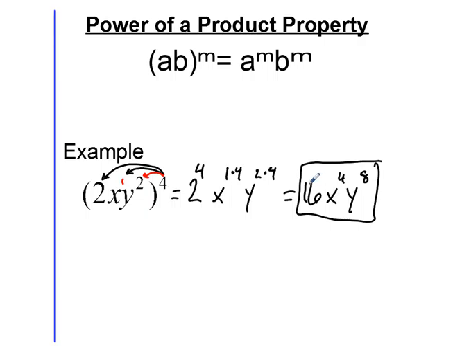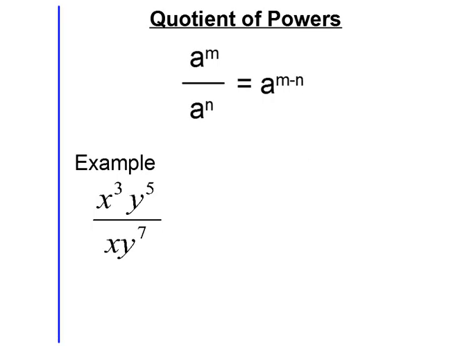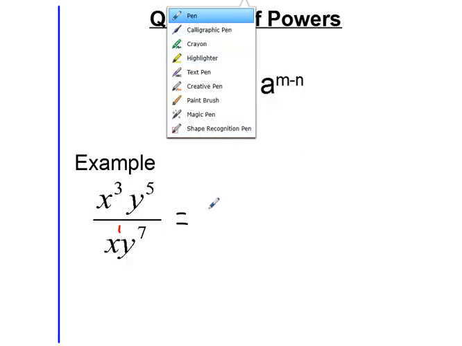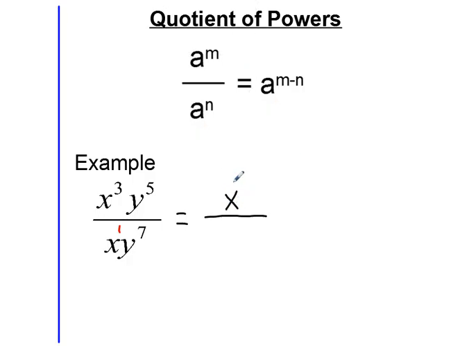16. Quotient of powers means that if we have the same base on top and bottom, we take their exponents and we subtract them. Let's do this here. I have an x to the third power and an x to a power of 1. I take those and I subtract them. X to the power of 2. I also take the y's powers, 5 and 7, and I subtract those. 7 minus 5 is also 2.